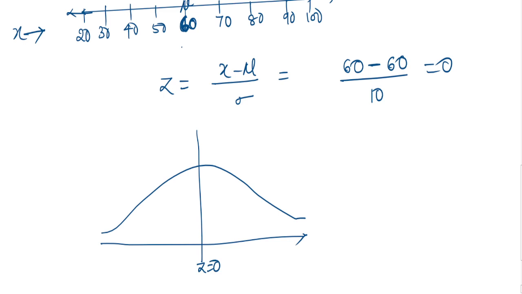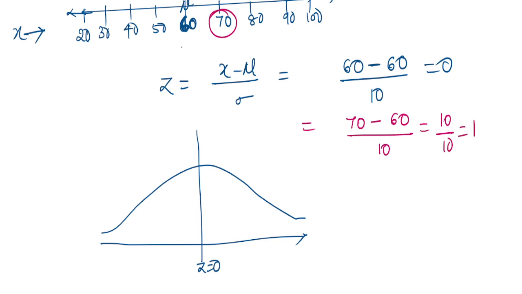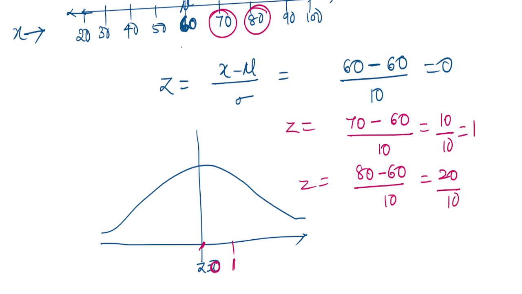Then for this term, here x is equal to 70, mu is 60, divided by 10. So here 10 divided by 10, which is 1. So the next entry is 1. The first entry was 0, the next entry is 1. Then similarly for 80, the z score is 80 minus 60 divided by 10, which is 20 divided by 10, 2. So here we are getting 2.